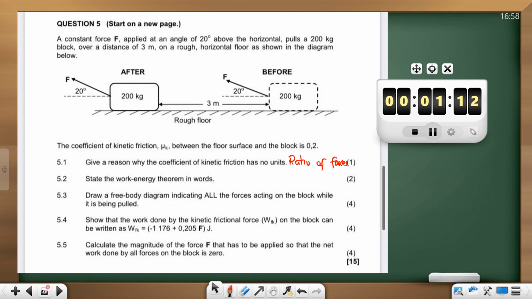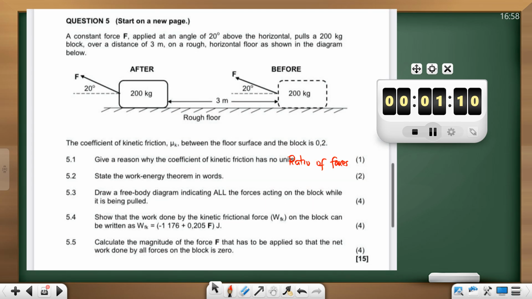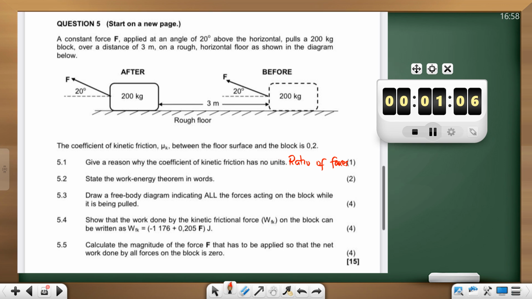W net equals change in kinetic energy. Is that the work function? No. W net is equal to the change in kinetic what? Energy. And that's what you write down in words. The net work done on an object is equal to its change in kinetic what? Energy.